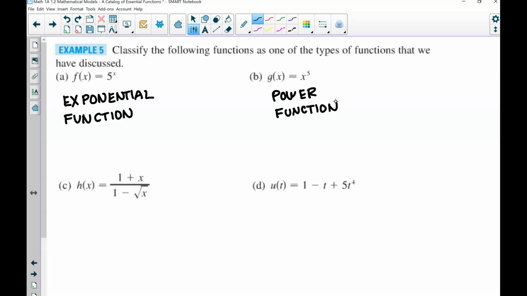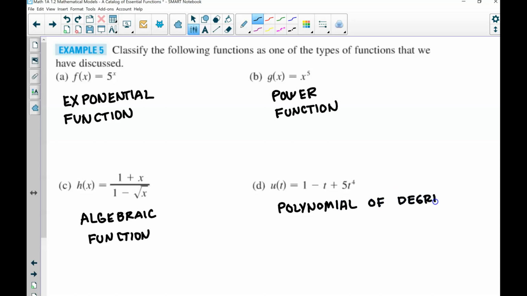In part C, this is an algebraic function. And then in part D, this is a polynomial with a degree of 4. And that concludes section 1.2.